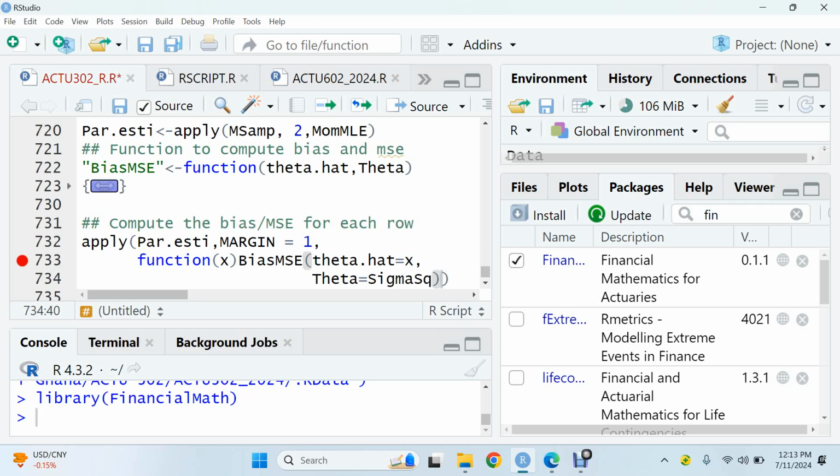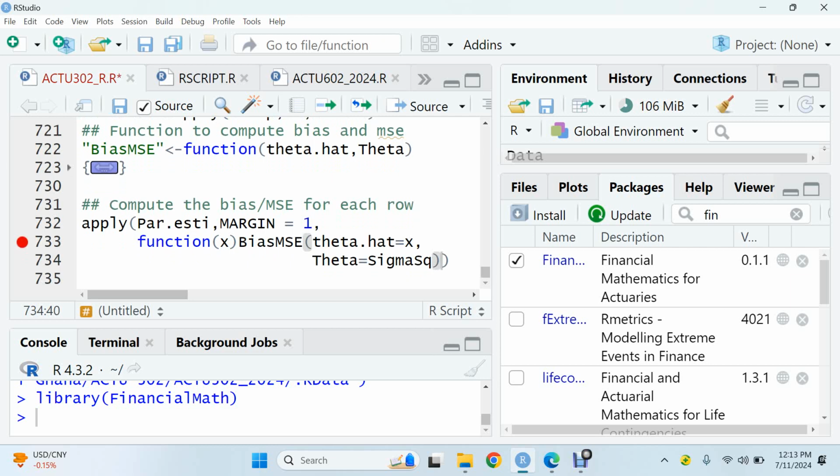Okay, so first of all, you need to load the package, right? That is the same as using library, right?